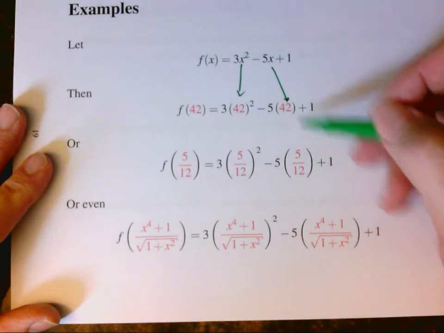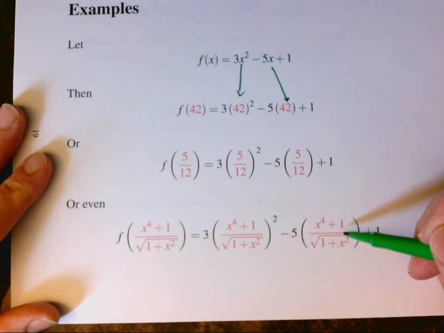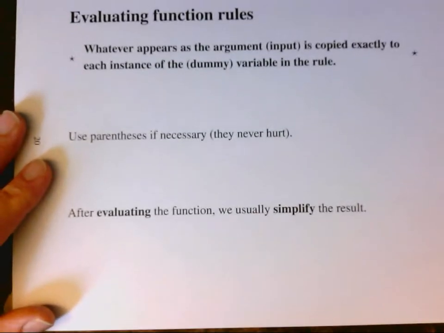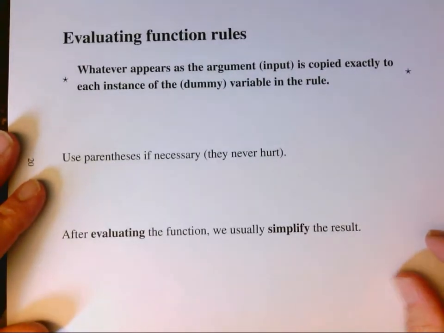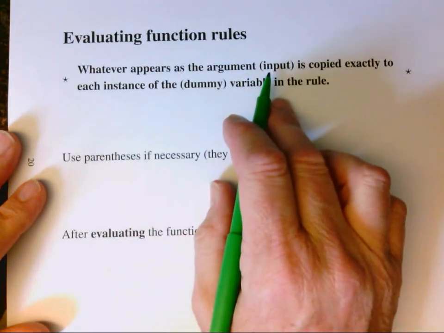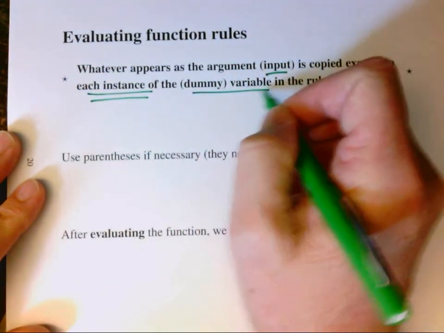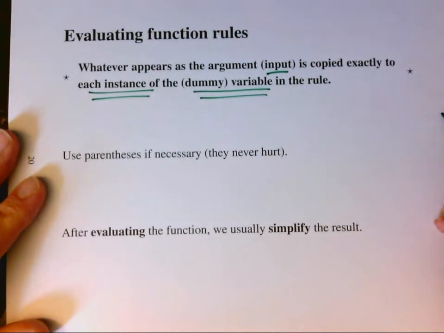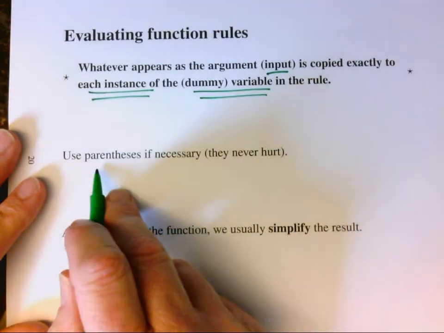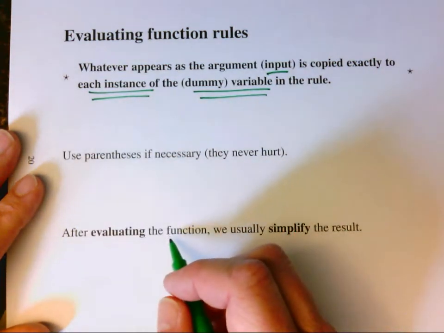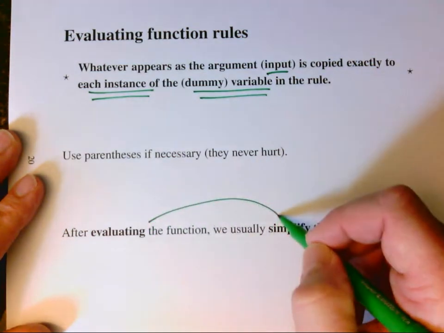Now notice for several of these I put parentheses around the inputs. That's a great way to head off any order of operations mistakes. You never can go wrong surrounding your inputs with parentheses. So to sum it up, whatever appears in the argument as an input is copied exactly. So input goes to each copy, each instance of the dummy variable in the rule. Use parentheses around those inputs. They never hurt. So when you've done that, you've evaluated the function. Often after that we simplify.